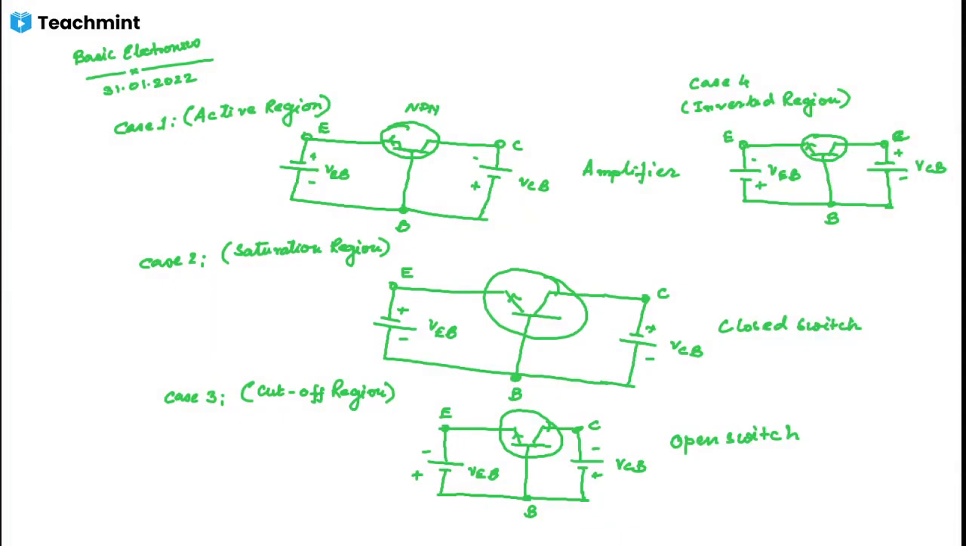Why inverted? Because if it is active mode, then the emitter is forward and the collector is reverse. But here the emitter is reverse and the collector is forward. That's why it is called the inverted mode or inverted region.